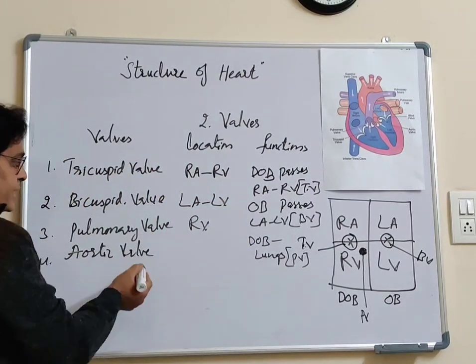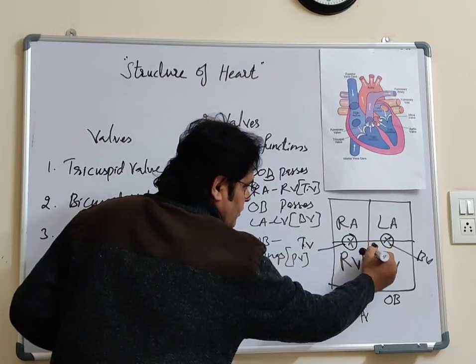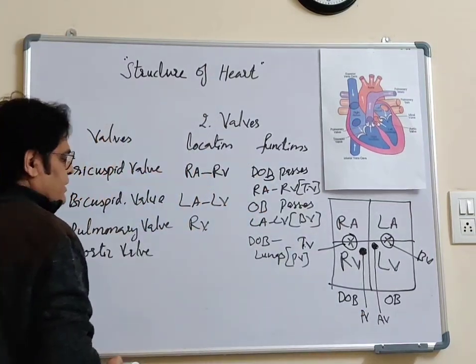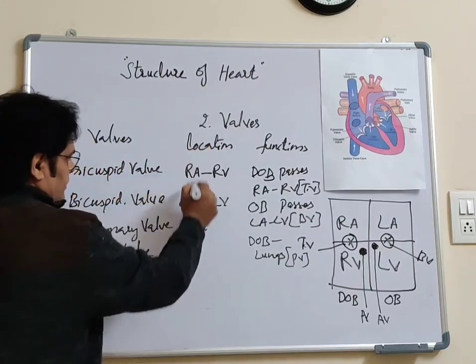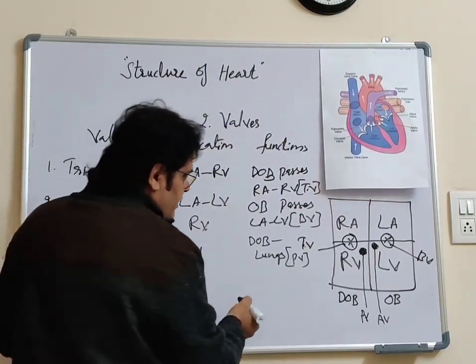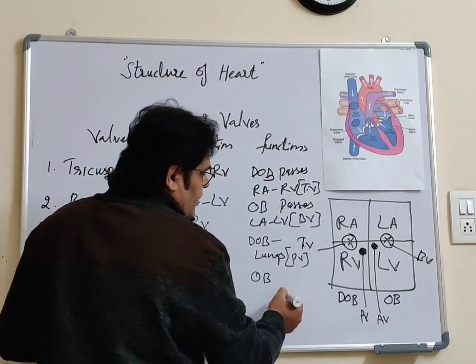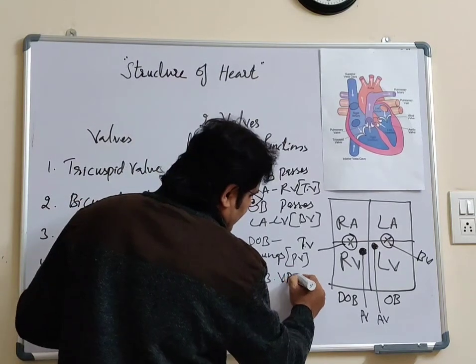Clear? Now the aortic valve, the location is opposite to it. Here it is present. This is the aortic valve. Clear? Now what is the work of the aortic valve? Where is the location? Left ventricle. This is the location of your aortic valve. What is the function here? What is it doing? It supplies the oxygenated blood to various parts of the body.